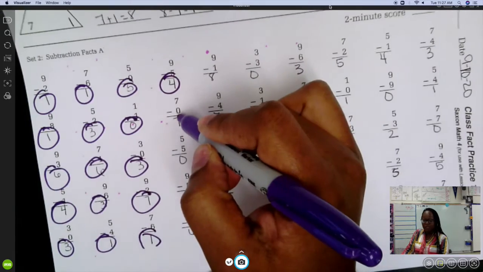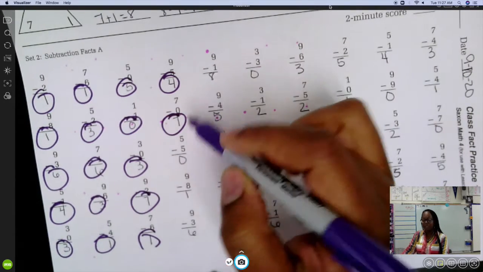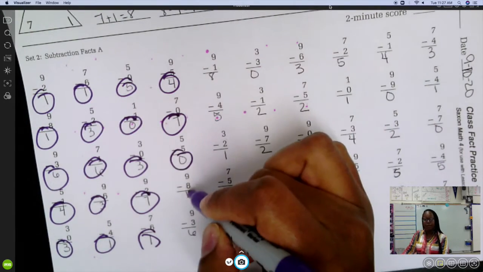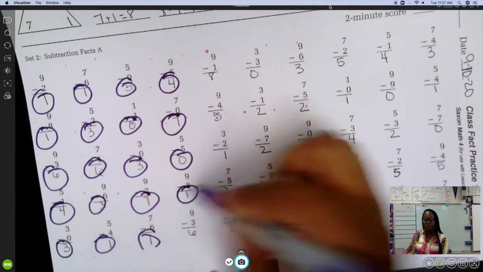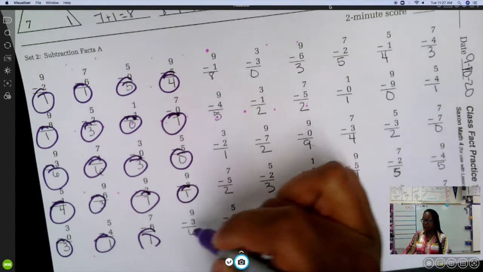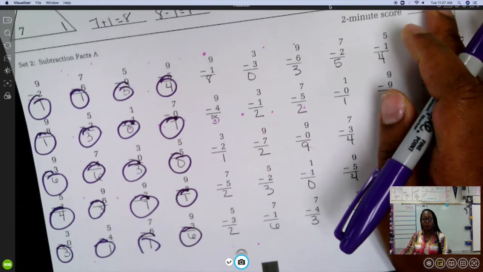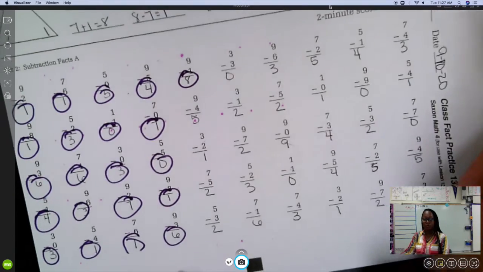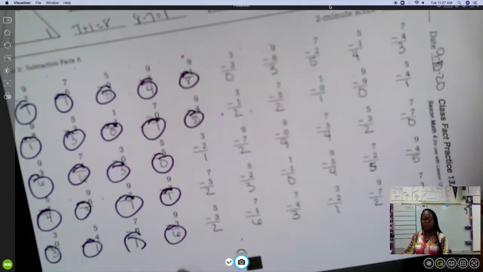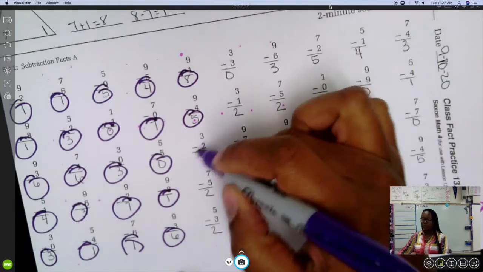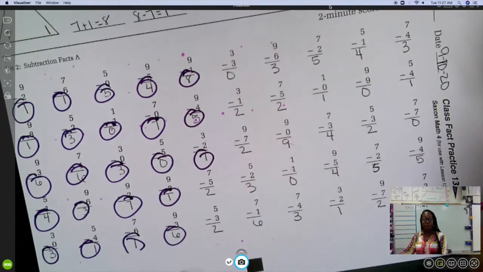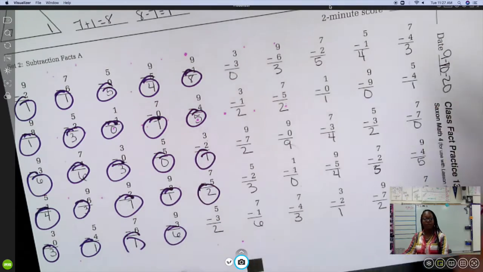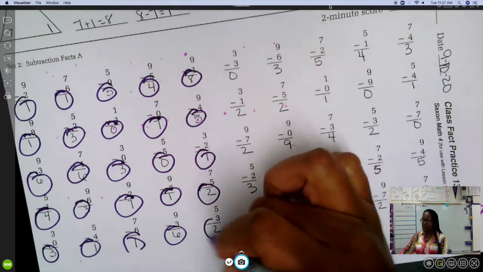7 minus 0 equals 7. 5 minus 5 equals 0. 9 minus 8 equals 1. 9 minus 3 equals 6. 9 minus 1 equals 8. 9 minus 4 equals 5. 3 minus 2 equals 1. 7 minus 5 equals 2. 5 minus 3 equals 2.